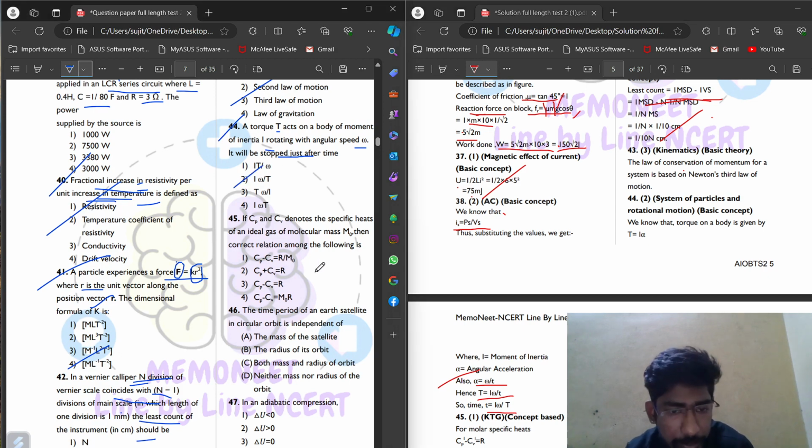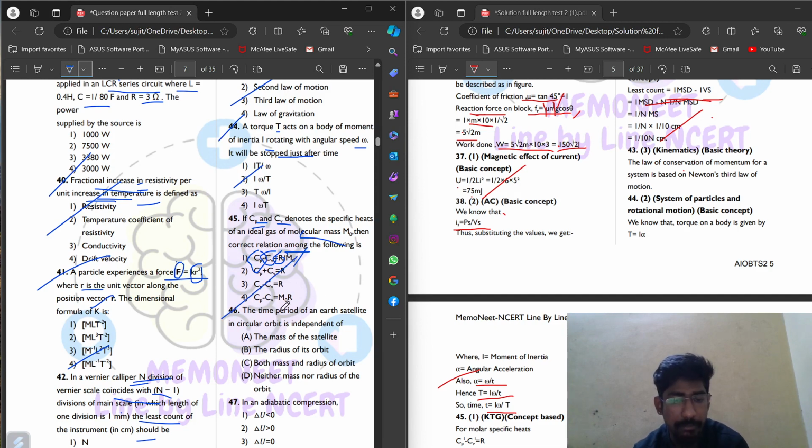Question number 45, Cp and Cv, the specific heats at constant pressure and constant volume. Molecular mass is m naught. Then the correct relation, the formula, is Cp minus Cv equals R by m naught. Why? Because Cp and Cv are the specific heats per mole, per molecular mass, right? So therefore this option, R by m naught, will be correct, I think.